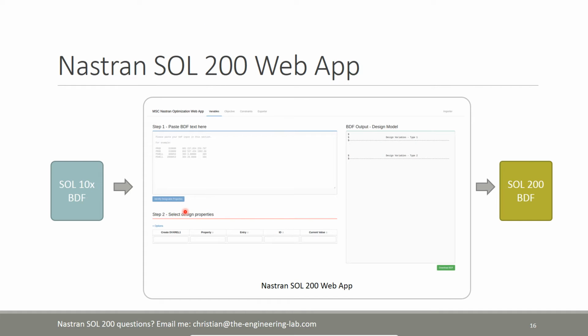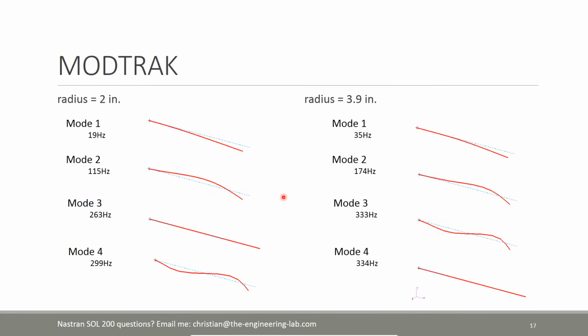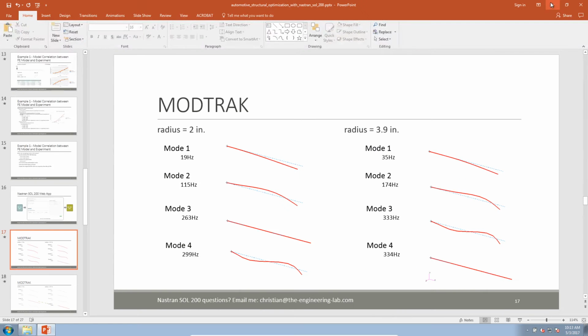So again, we are going to use the Nastran Solution 200 web app. This will take an existing Solution 101, 103, and so on, BDF file. It will convert it to Solution 200. It will help you create your variables, your objective, and your constraints. This is traditionally a very tedious process and very confusing if you're new, but the web app makes the process a lot cleaner for you. And now let's go ahead and go through the process.